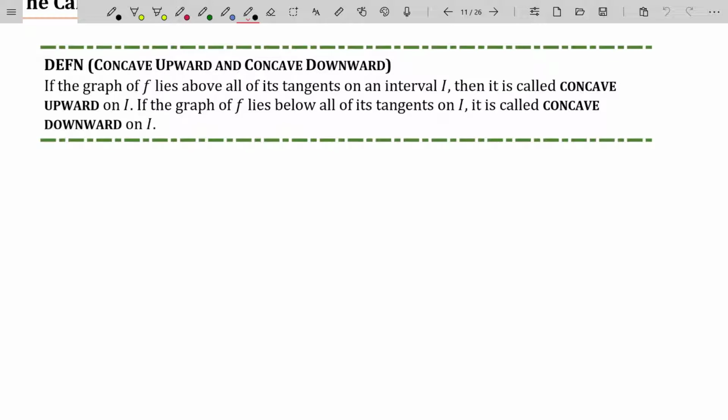The true definition of concavity: if a graph of f lies above its tangent lines on an interval I, then we say it is concave upward on I. If the graph of f lies below all of its tangent lines on I, it is called concave downward on I. Well, all right. I can give you a visual of that if you want.